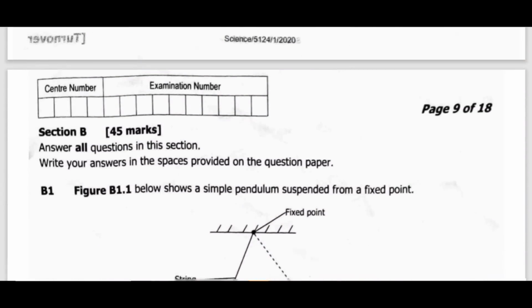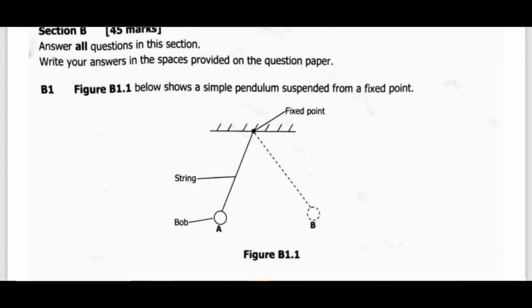Let's move to section B. Section B, answer all questions. This section carries 45 marks. Figure B1.1 below shows a simple pendulum suspended from a fixed point. So we have a simple pendulum. Now we have A, B, and then a string, and a bob there, and then we have a fixed point.